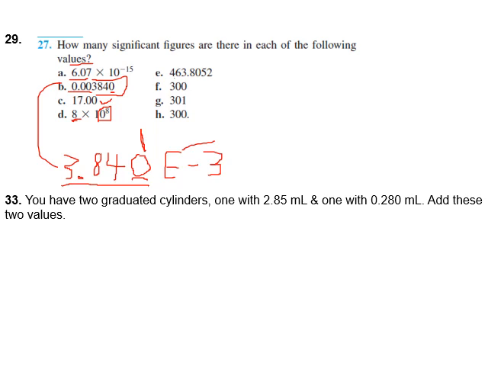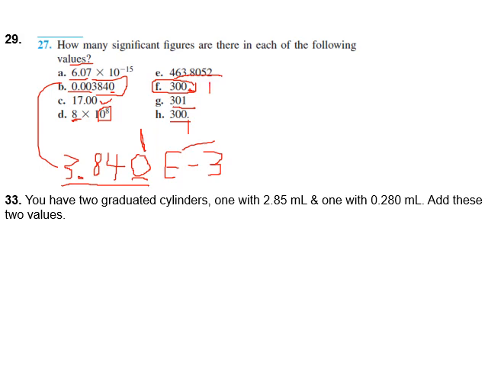This one, E has 1, 2, 3, 4, 5, 6, 7. F will come back to. G has 1, 2, 3. H has 1, 2, 3. Because they're showing you by putting that dot there that it is significant all the way through the end of the number. This one right here, you don't know. It could be 1, it could be 2, it could be 3. If they wanted to show you that it was 3, they could have put the dot right there. But they didn't, but that doesn't necessarily mean that it isn't 3 sig figs. It just means you don't know. So on a test, you're going to have to just take your chances. I would just say it's 1. Okay. Let's go on now to number 33.